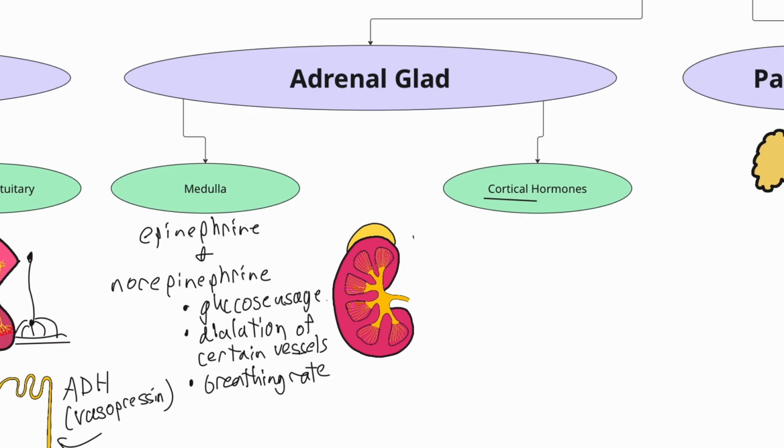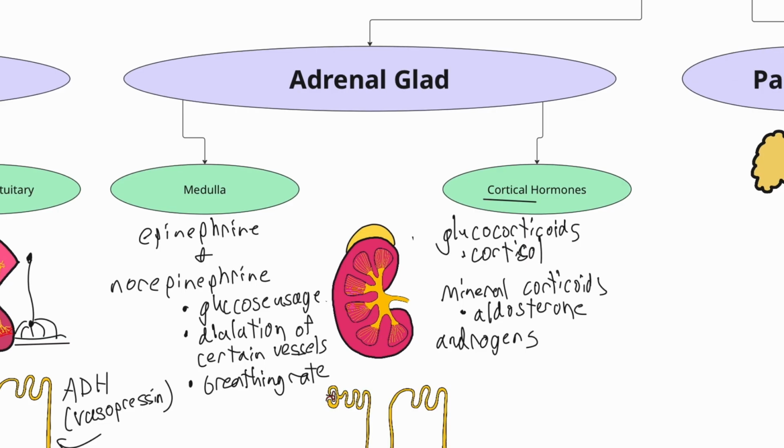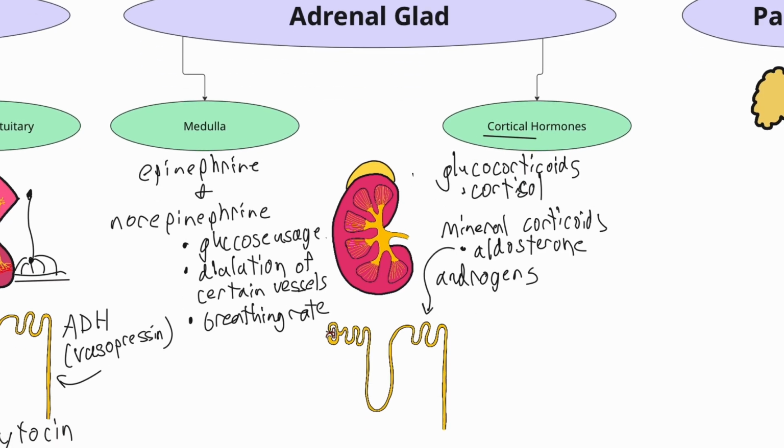The cortical hormones that are released can be categorized as glucocorticoids, mineralocorticoids, and androgens. We already covered cortisol, which is a type of glucocorticoid. The mineralocorticoid that you need to know that is super important is aldosterone. Aldosterone acts on the distal convoluted tubule in times of low blood pressure. It causes the reabsorption of sodium, which then causes water to be reabsorbed.